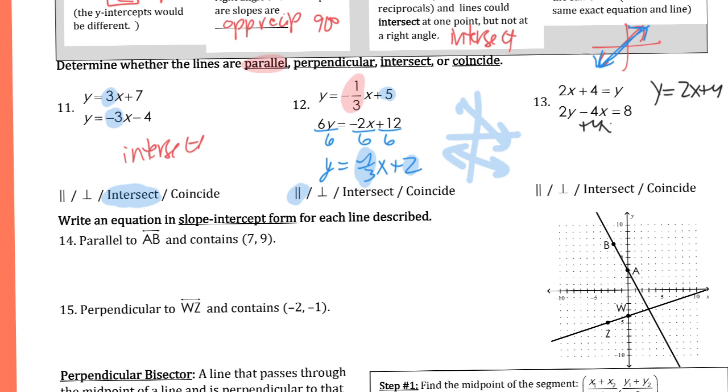And we're going to get 2y is equal to 4x plus 8. And if you divide everybody by 2, you're going to get y is equal to 2x plus 4. Oh, wait a minute. They're not parallel. You'd think they might be parallel because they have the same slopes, okay? If the y-intercepts were different, then they would be parallel. But notice they're the exact same line. And so they are going to coincide.